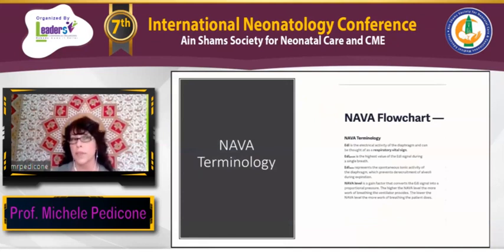So just again, briefly, some NAVA terminology. EDI is the electrical activity of the diaphragm, and it can be thought of as a respiratory vital sign. The EDI peak or max is the highest value of the EDI signal during a single breath. The EDI min represents the spontaneous tonic activity of the diaphragm, which prevents derecruitment of alveoli during expiration. And then there is a NAVA level, and that is the gain factor that converts the EDI signal into proportional pressure. So the higher the NAVA level, the more work of breathing the ventilator is providing to the patient.